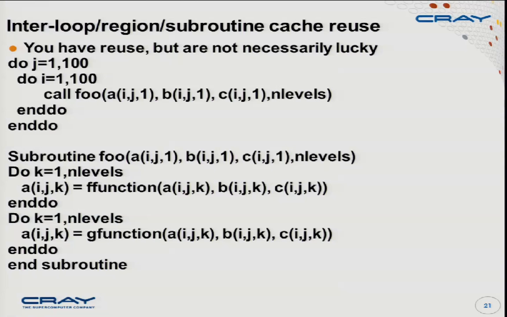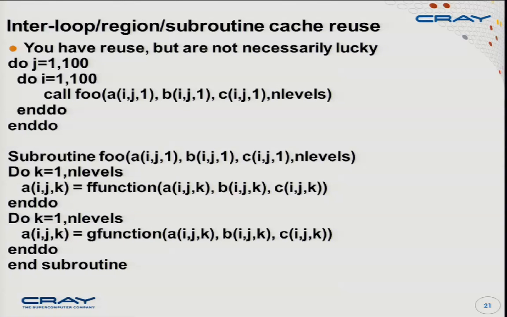The top is I iterate over I and j. Again, think weather. I like to think weather over every single grid point over Switzerland or something like that. And for each one of those grid points, I call foo. And foo uses A, B, C, and then the number of levels in the atmosphere. Well, inside of subroutine foo, I now have to compute for every single grid point, I have to compute something on the number of levels.